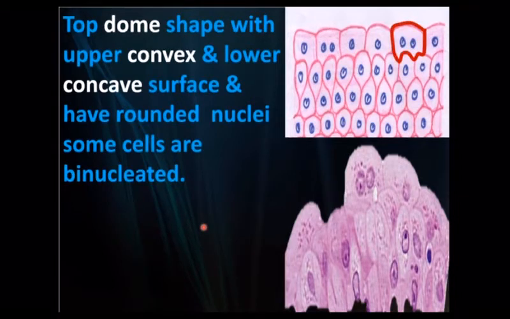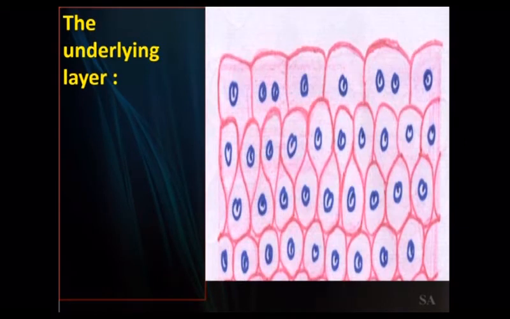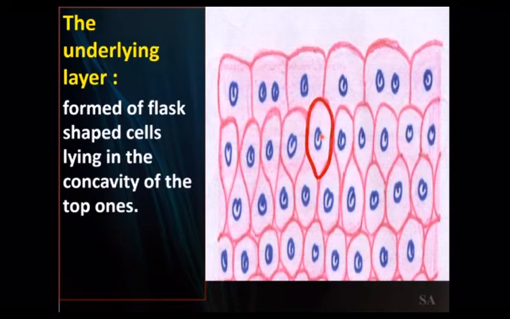The surface, the top layer, is covered by mucus to protect this epithelium from the harmful effect of the urine. The underlying cells are flask in shape. They are lying in the concavity of the upper one.